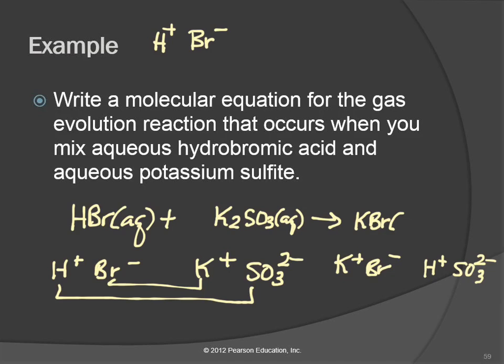And then to identify the state symbol, we would have to look at our table of solubility rules. Potassium compounds are always soluble. So this is aqueous. And this would form what? H2SO3. And that's an acid, right? So that would be aqueous. I didn't space that out well at all. You'd think I'd have that figured out by now.